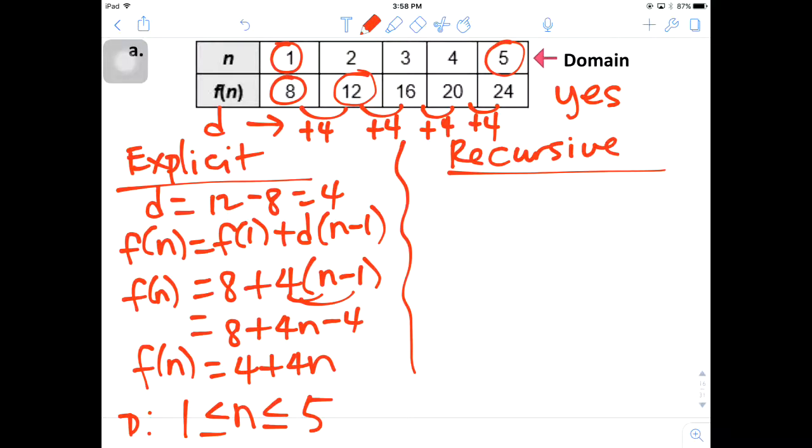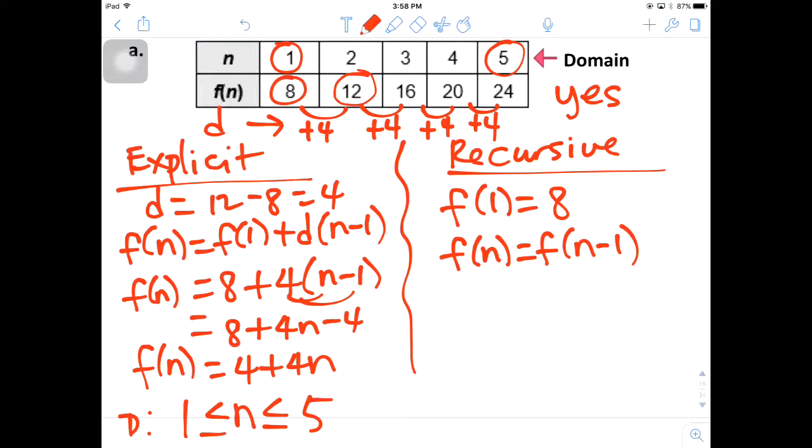The recursive rule, the second one, is pretty simple. We start by stating that the first term is equal to 8. We're making an announcement. And then from there on, we just say, to get the nth term, you take the previous term, which is always f of n minus 1, and we add the common difference. Remember, we're adding the common difference, which in this case is 4.